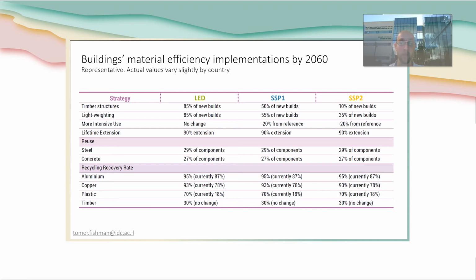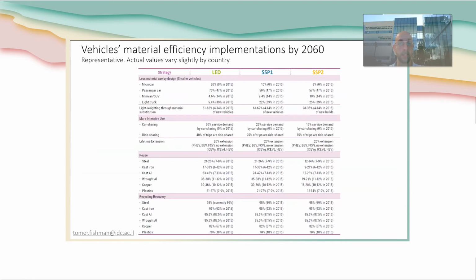And there would not be any potential for any further intensive use implementation because it's already at maximum technical and socioeconomic capacity. Similarly, these are the material efficiency potentials for implementation in the case of vehicles. And these are reached by 2060 in the various scenarios once we start implementing those material efficiency strategies. So they are not turned on by default.